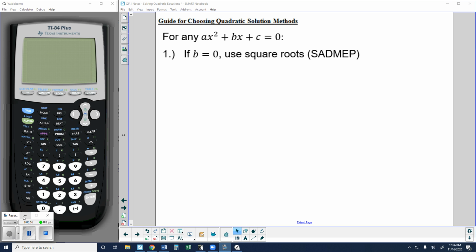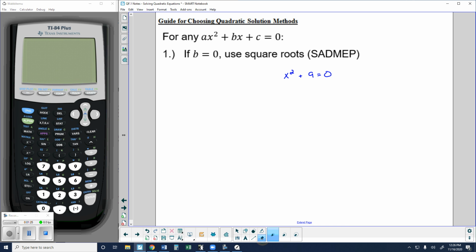This is going to be for any quadratic that's in standard form and is equal to 0. If this is the case and b is equal to 0, we want to use square roots or reverse order of operations. So if we had a problem, let's say x squared plus 9 equals 0, we want to solve this using reverse order of operations: subtract the 9, and then use a square root in order to get x by itself. That's going to be the fastest and most efficient way.